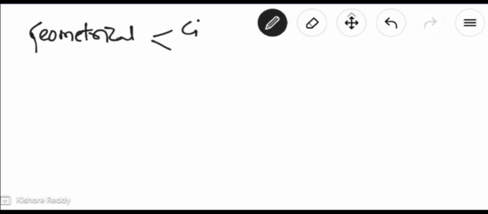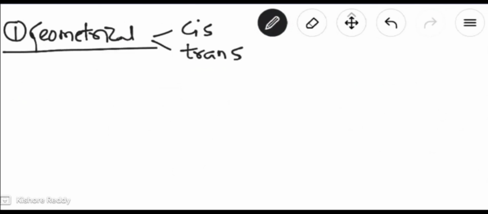Okay, how many types did we discuss in the previous class? It is of two types. First one is called geometrical isomerism. This geometrical is again two types, cis isomer as well as trans isomer. So first one is geometrical, very important. We have that in the syllabus, grade 11. Optical we will do in grade 12. First, what is the importance of this geometrical isomer and when will it show?